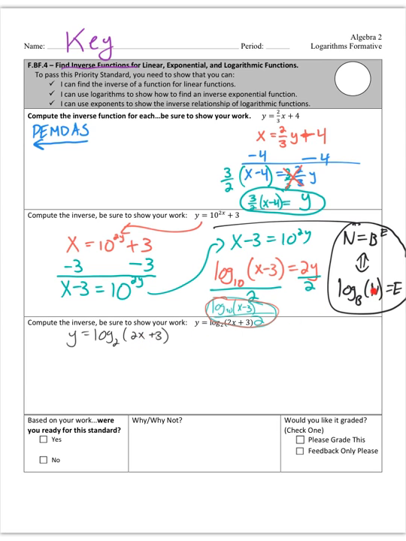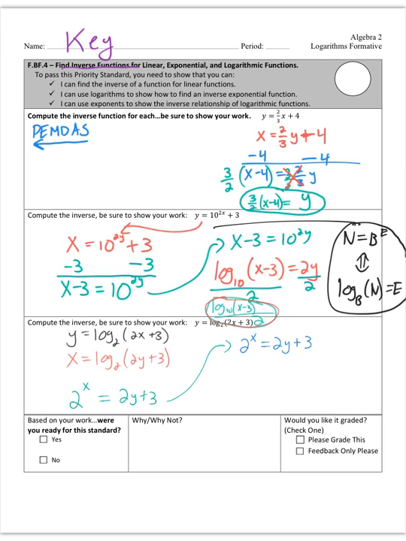So I hope you see the connection between this idea and what this is. The first thing I've got to do is switch the x and the y first. x equals log base 2 of 2y plus 3. I'm going to convert it into exponent form because it's kind of locked in a log form. So I've got 2 to the power of x equals 2y plus 3. We're going to rewrite that up there. So we've got 2 to the power of x equals 2y plus 3.